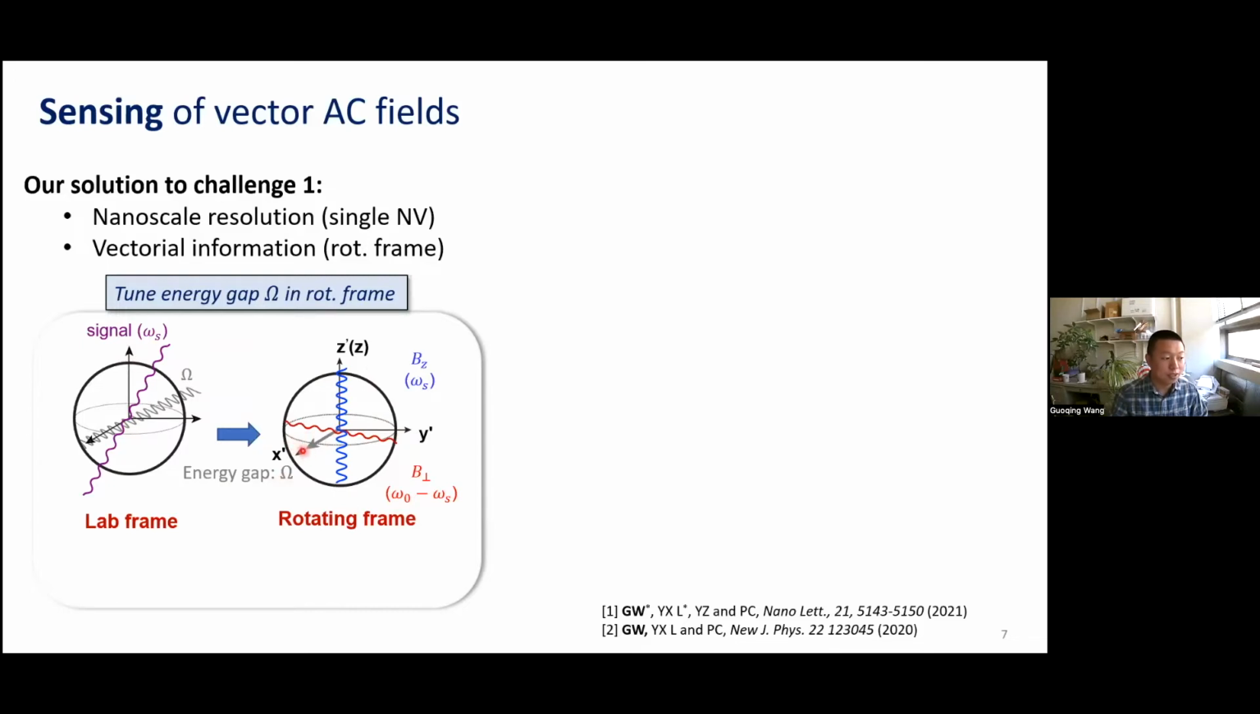So now, instead of doing the Rabi oscillation in the lab frame, we can do the Rabi oscillation in the rotating frame. What we need to do is tune this energy gap, capital omega, to match either the frequency omega s or the frequency omega 0 minus omega s. So we can let the longitudinal component or transverse component drive Rabi oscillation in the rotating frame. Using this method, we can achieve the sensing of vector components using a single spin.